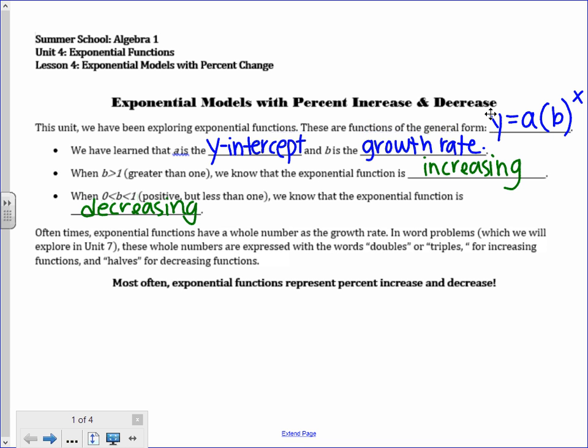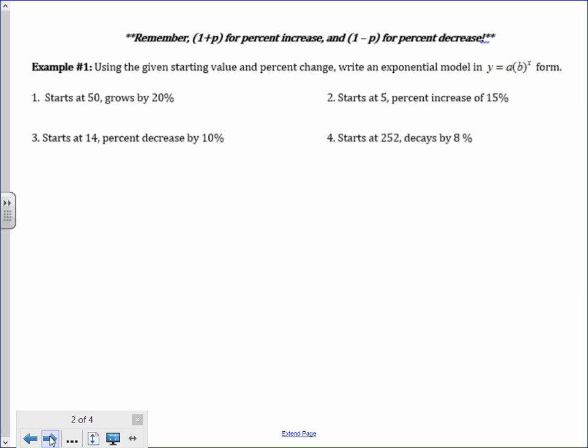All right, oftentimes exponential functions have a whole number as the growth rate. Those are the kind of exponential functions we looked at in Lesson 2. In word problems, which we'll explore in Unit 7 of this course, these whole numbers are expressed with the words doubles or triples for increasing functions and halves for decreasing functions. Today we're just going to worry about percent change with exponential functions for just looking at the equation. There's going to be no word problems involved. Okay? So let's start with this example.